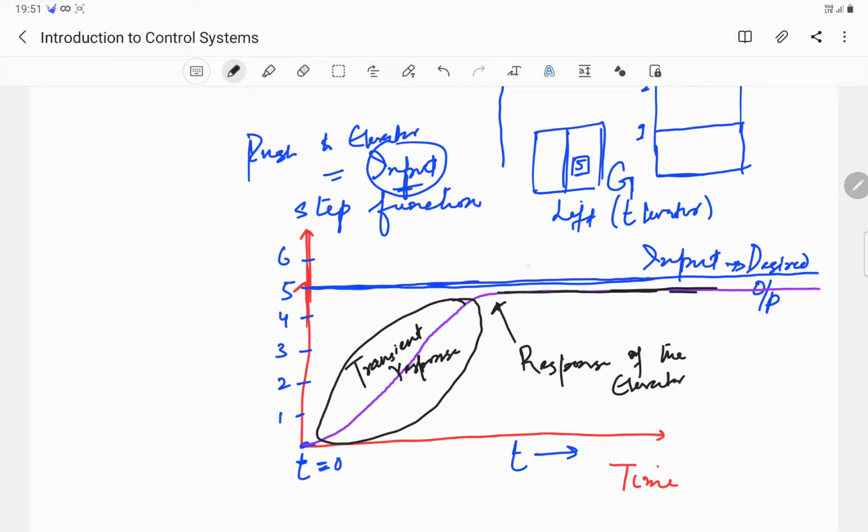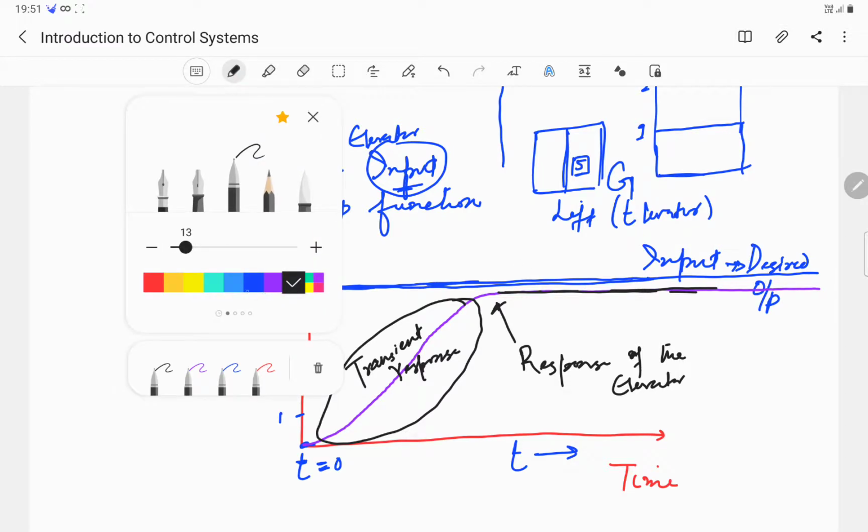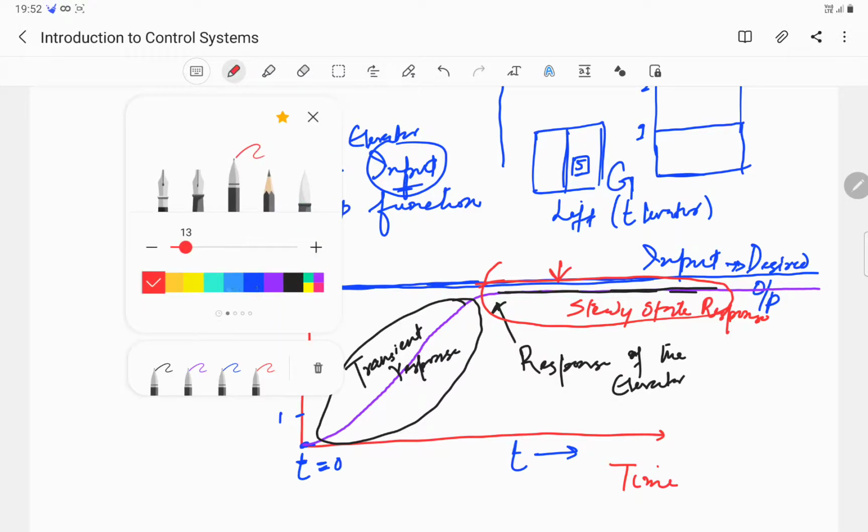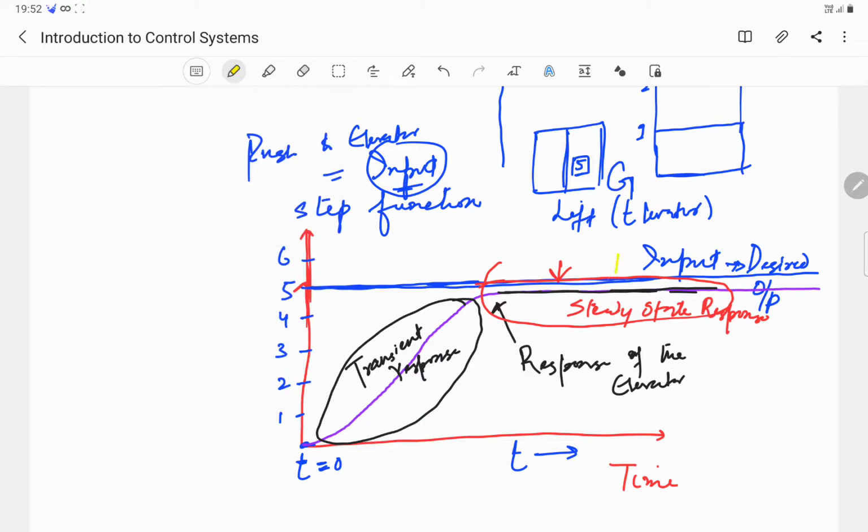And this part of the response, let me use a different color and encircle it. This part of the response is the steady state response, as there is no change after this. Now, as can be seen, in the steady state response there is a difference. Let me use yellow color. This difference between the two curves is basically the error of the control system.